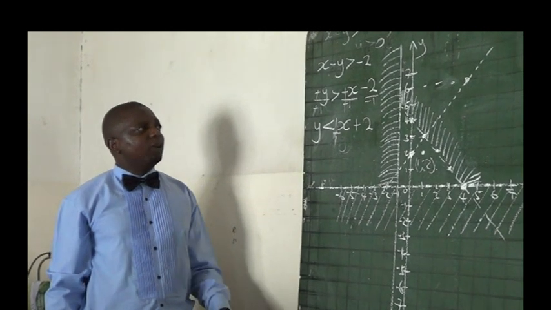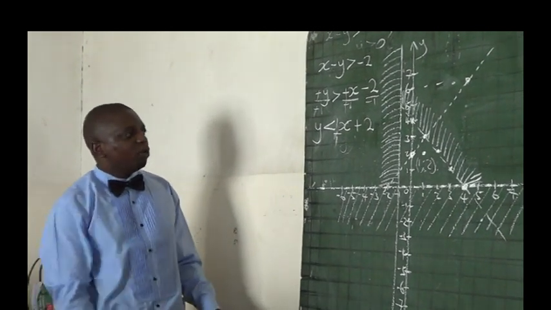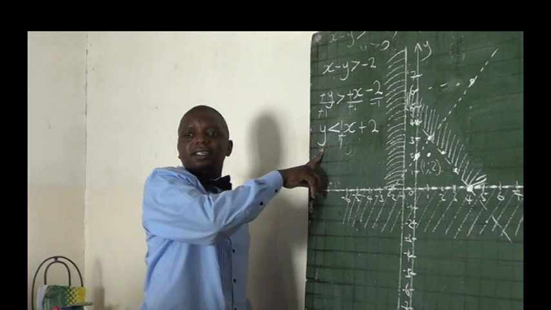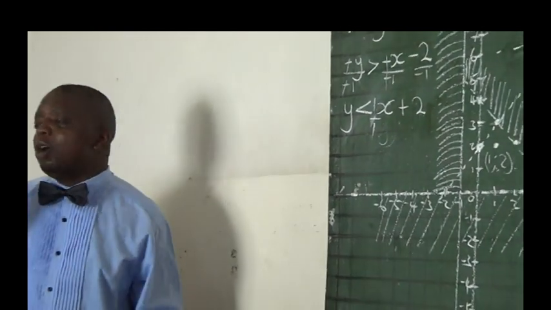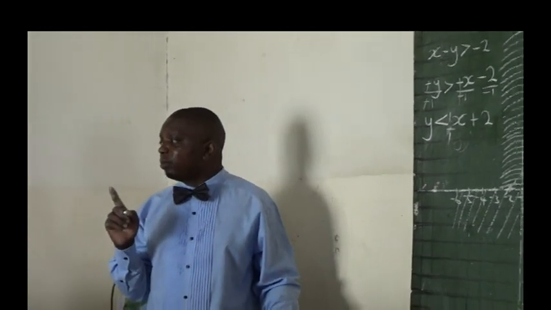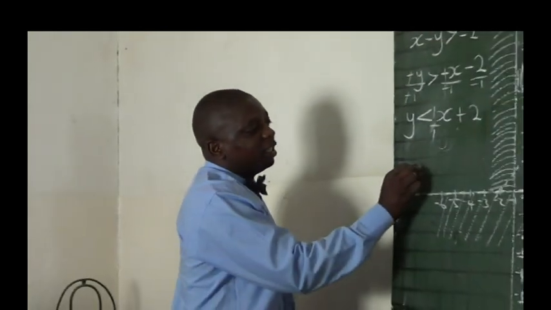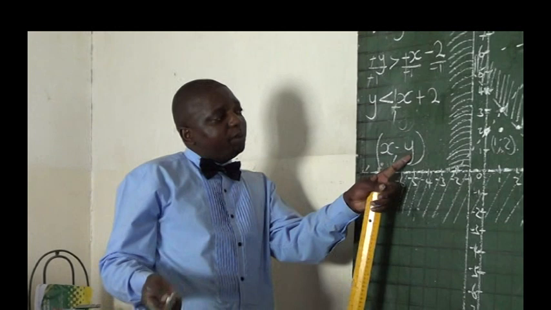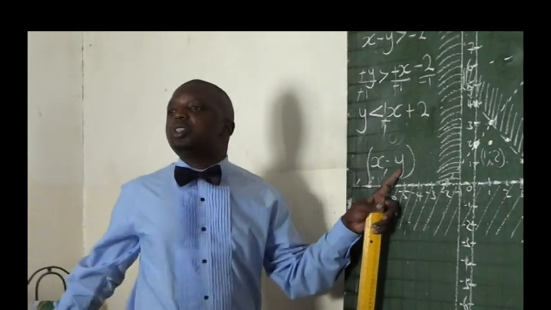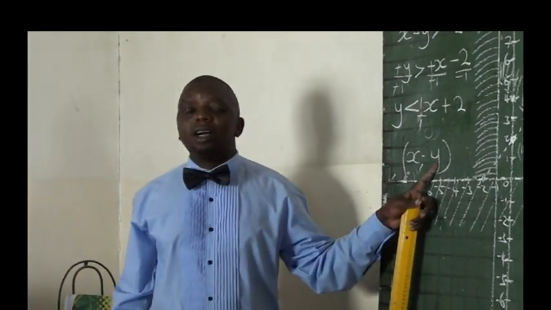Which side should be shaded? We are saying y is less than x plus 2, which means for any point we take from the wanted region, it must be a point (x, y) such that y is less than x plus 2.